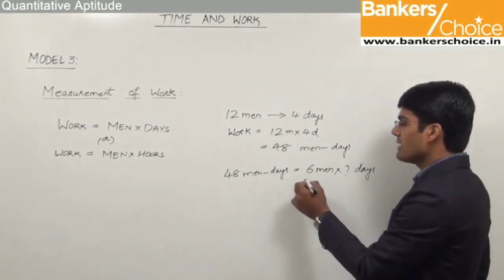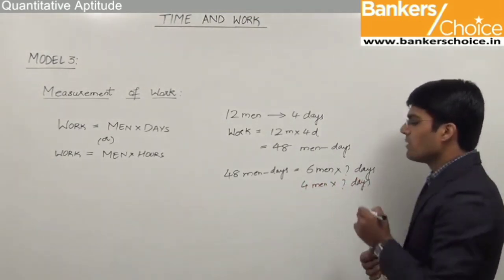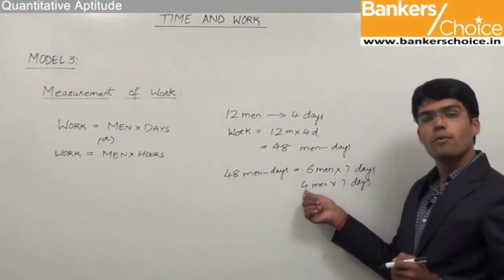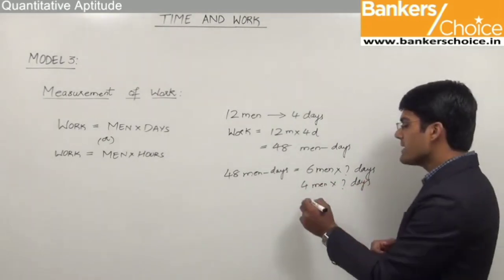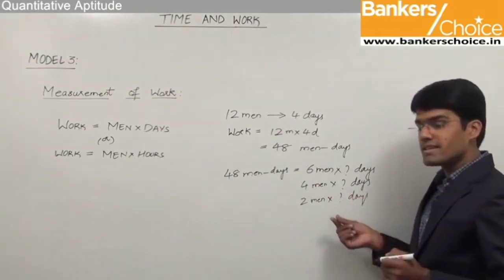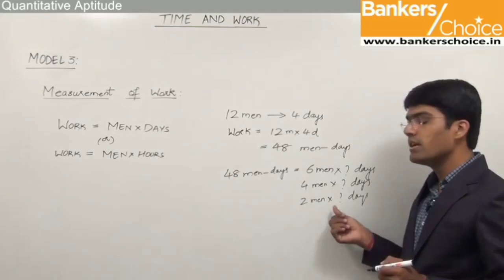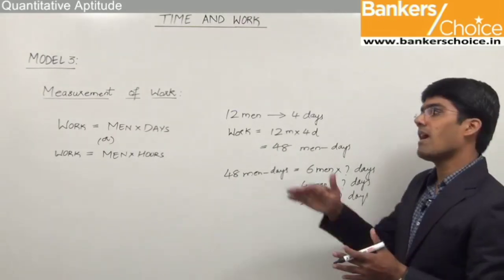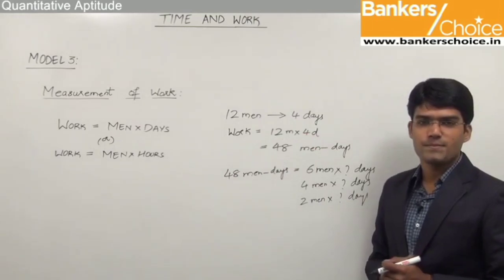Similarly, let us assume that 4 men work. So how many days will be required? Now we know that 48 is nothing but 4 into 12. So when 4 men work, 12 days are required. Likewise, when 2 men work, the number of days required will be equal to what? So we can say that for 2 men, 24 days will be required. Why? Because 48 is 2 into 24. So this is how we can use the concept of work in terms of men into days.